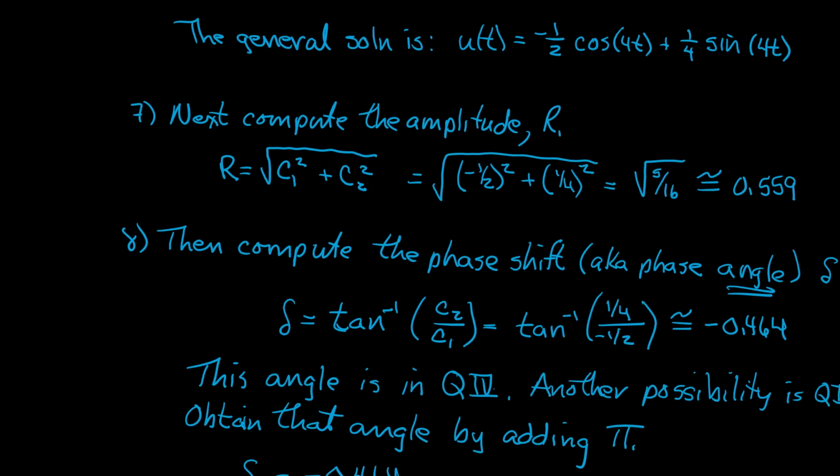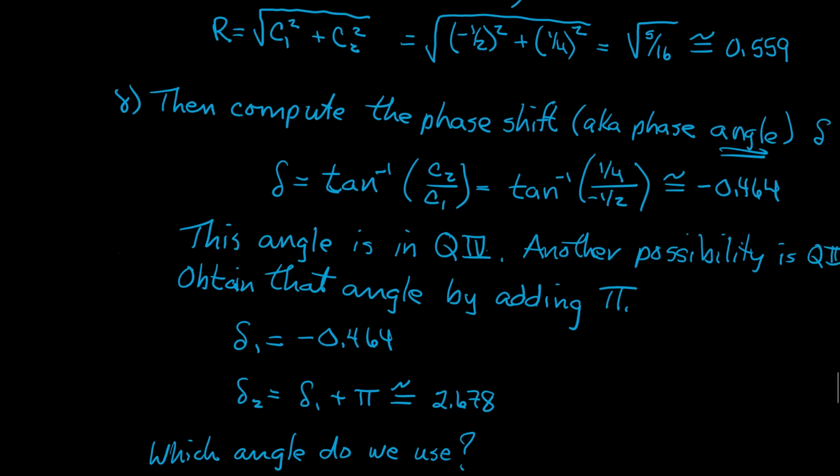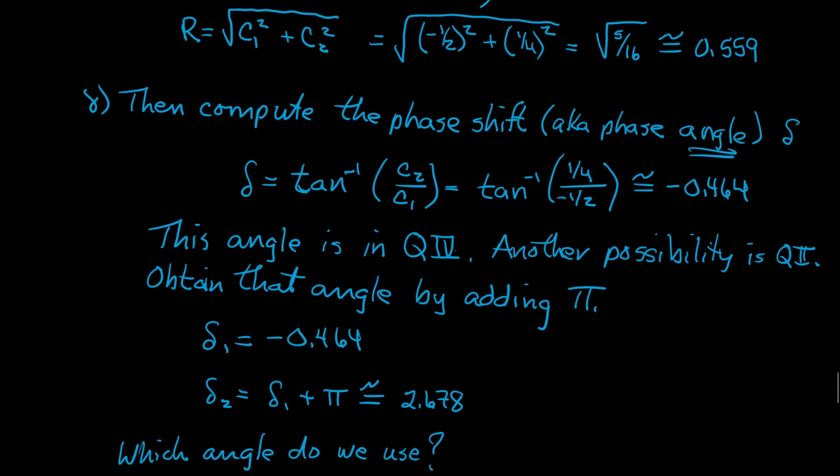The next thing we want to do is to compute the amplitude R. Well, the nice thing is we already know what C1 and C2 equal. C1 is this negative 1/2, we're going to square it. C2 is the 1/4, we're going to square it. When you square those two and add them together, you get 5/16. The square root of that is about 0.559.